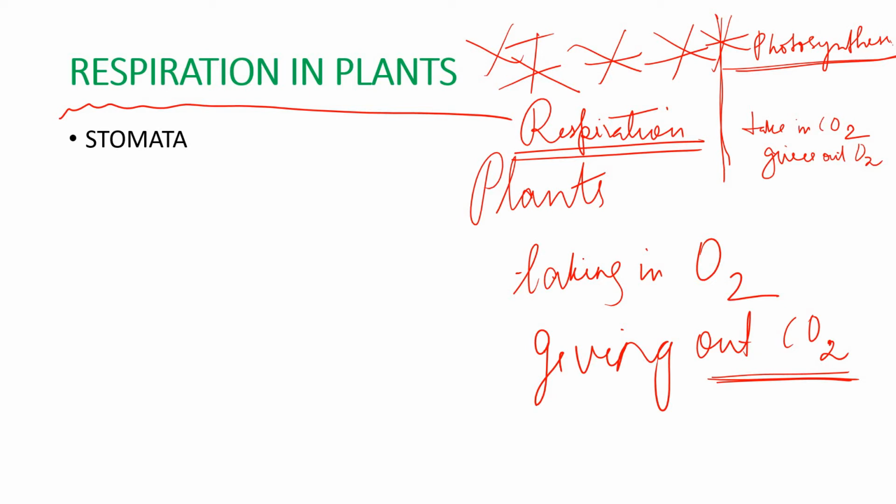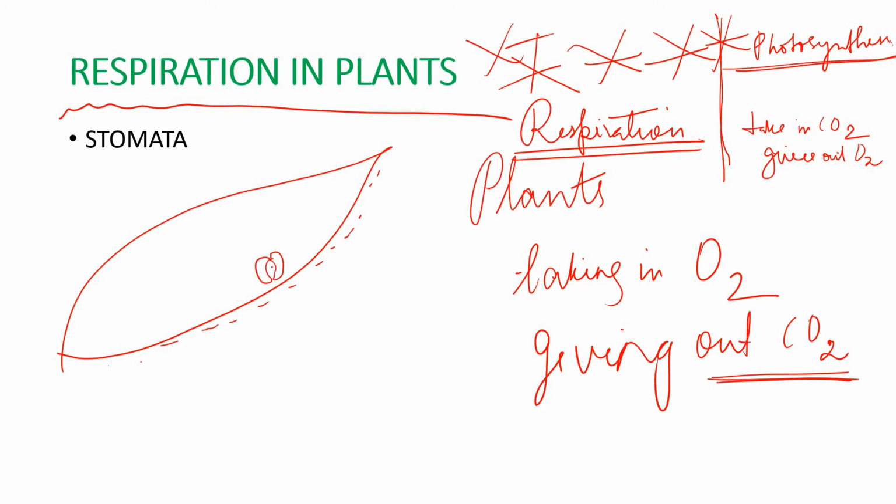So respiration in plants: stomata. The leaves of most plants have tiny pores called stomata, mostly on the underside. Underside means the lower surface of the leaf. The guard cells on either side of the stomata regulate their opening and closing. So suppose this is the guard cell and this hole is the stomata. This cavity that you can see is the stomata. This is the guard cell. This guard cell will open and close, and accordingly the gas exchange takes place.